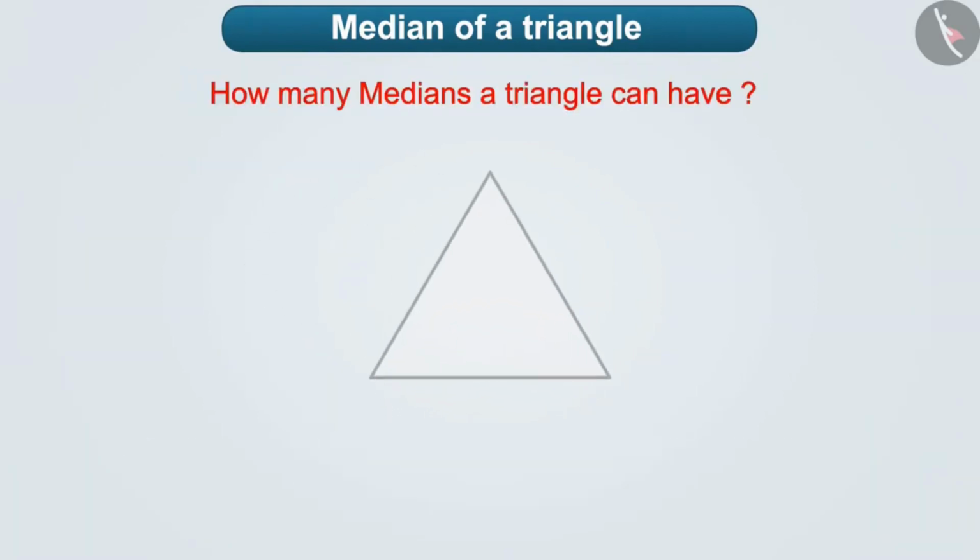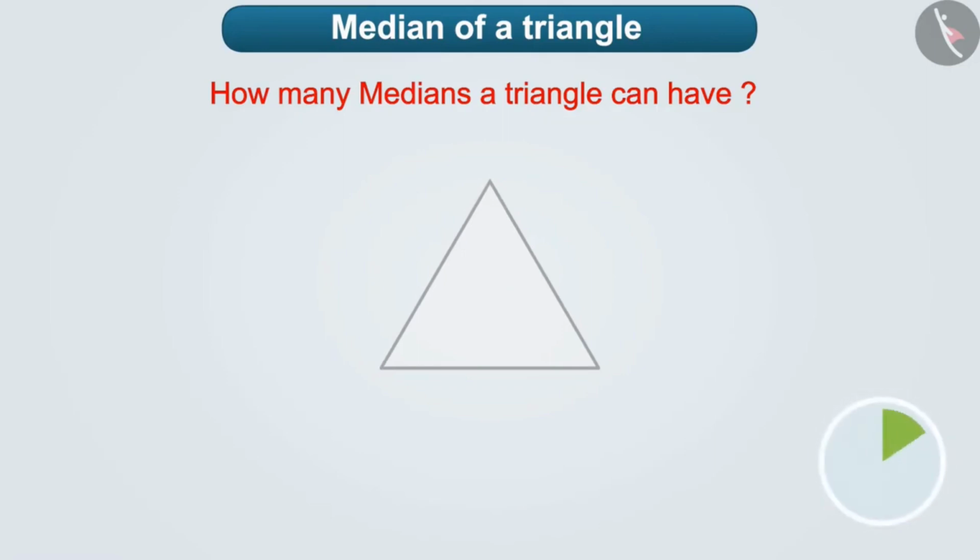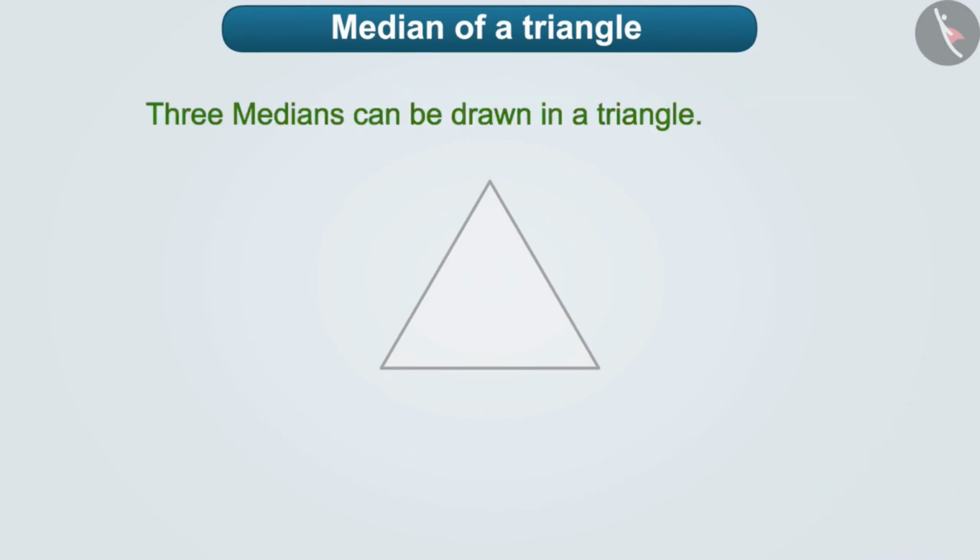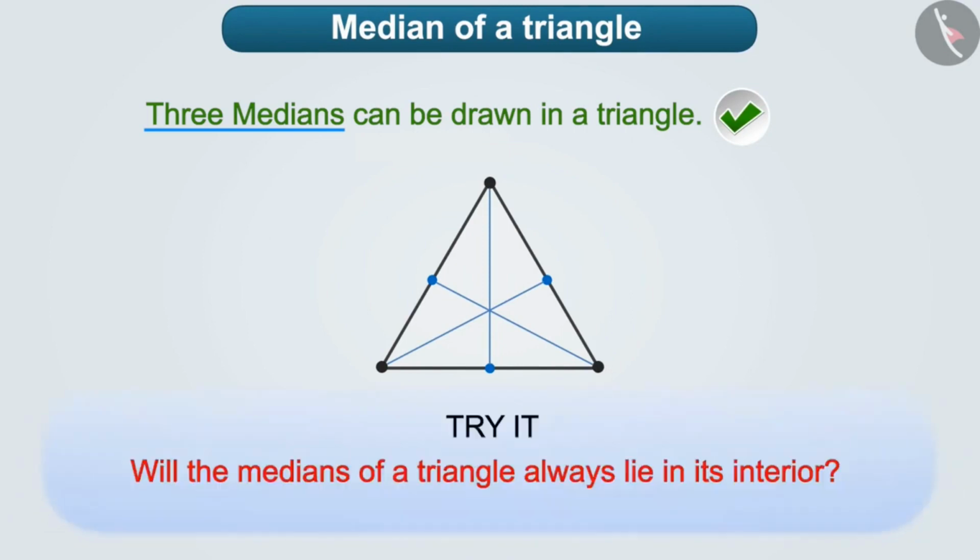Can you tell how many medians a triangle can have? Think about it. Exactly. Joining these vertices with the midpoints of their opposite sides, we can get 3 medians. That is, any triangle will have 3 medians. Will they always be in the interior of the triangle? Find out the answer to this question yourself by drawing a triangle and its median on the paper.